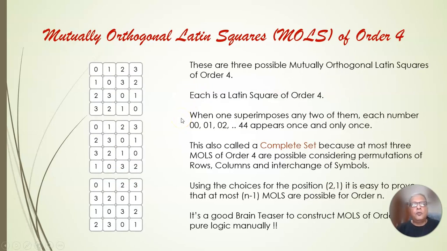And one can go to 4. There are three Latin squares of order 4, where any two of them are mutually orthogonal. It's a nice brain teaser to construct such sets, and this is called a complete set.